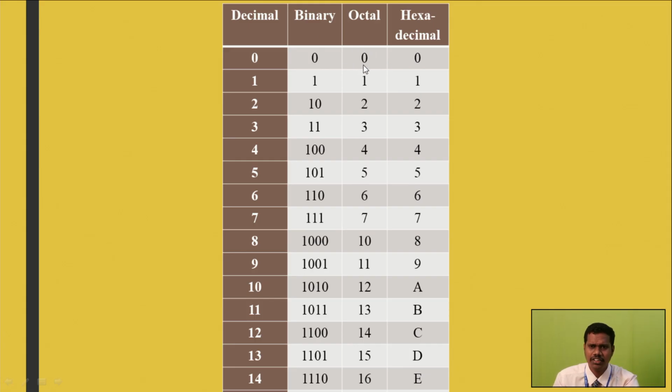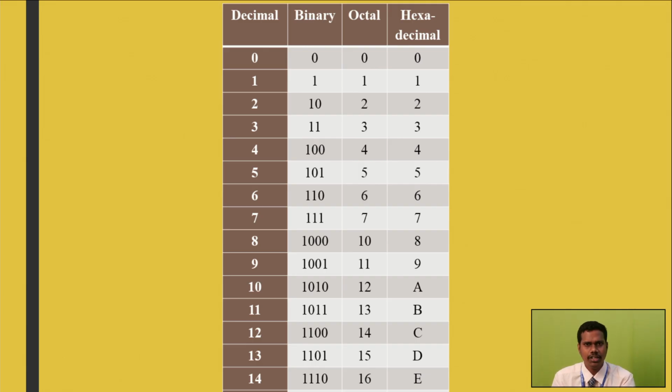Next one is octal. Octal contains 0 to 7. After 7 we have the numbers as combinations of ones and zeros, followed by 2 and zeros, likewise, as we do in the decimal number system. So after 0 to 9 we go to the next number, after 9 is 10, which is a combination of 1 and 0. After that 11, 12, 13. Likewise, the combinations will be continued.